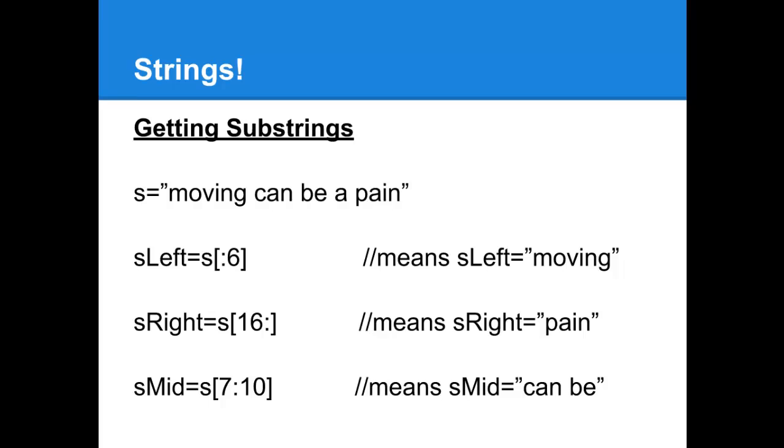To pull a substring from within a string, you can use the bracket method. If you want to start at the starting position, you can leave the first number blank, and if you want to end at the end position, you can leave the last number blank. And if you want to start in the middle and end in the middle, you can just put numbers on both sides.